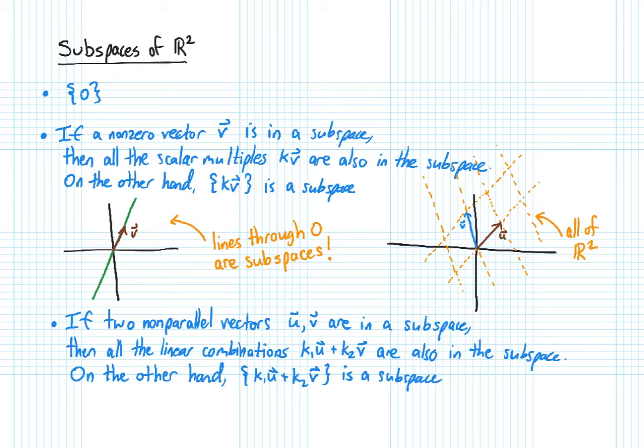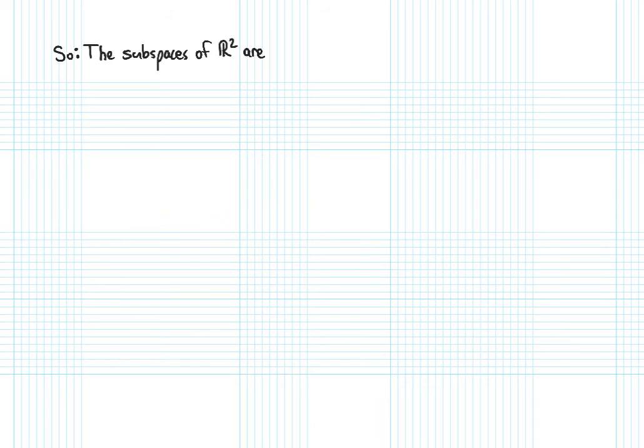It's R2. And so actually we have found all possibilities for what the subspaces of R2 look like. There are exactly 3 different cases. There's just the 0 vector, there's lines through the origin, and then there's R2, which does count as a subspace of itself. And these are all of the possibilities for what subspaces of R2 look like.